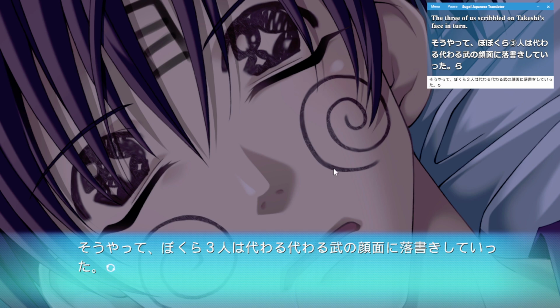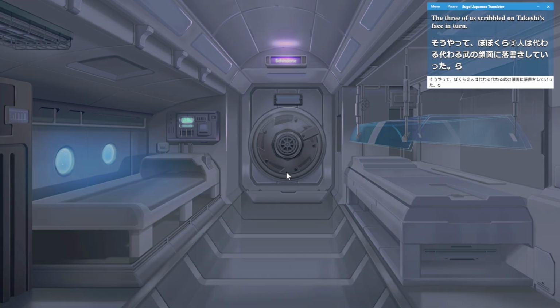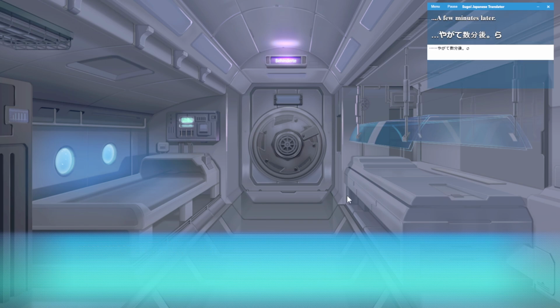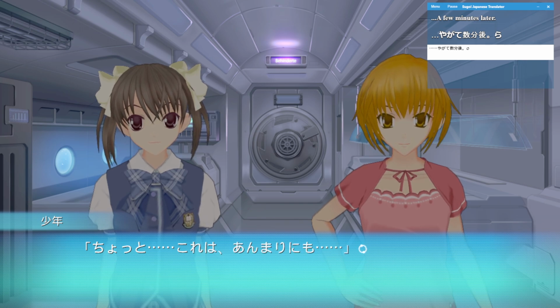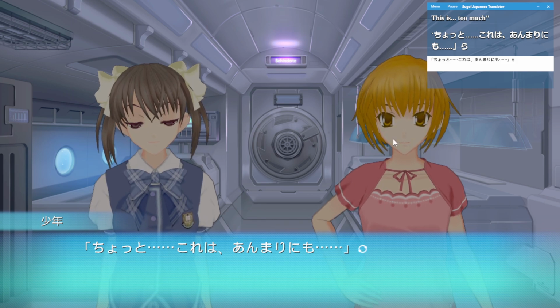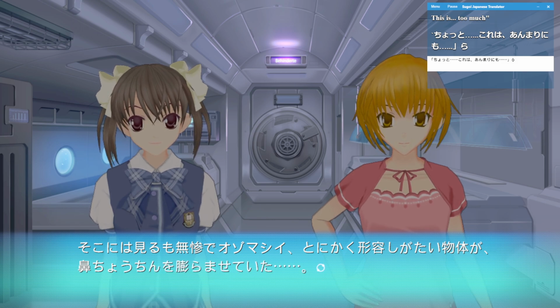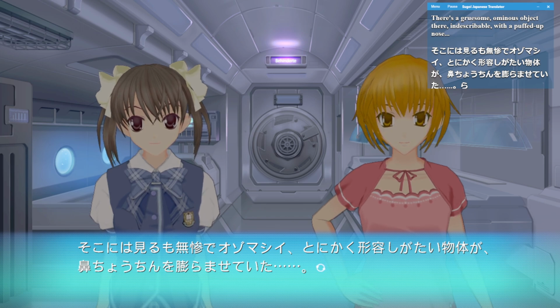The three of us scribbled on Takeshi's face in turn. A few minutes later, the kid said, "Wait, this is too much." There's a gruesome, ominous object there, indescribable, with a puffed up nose, I guess.